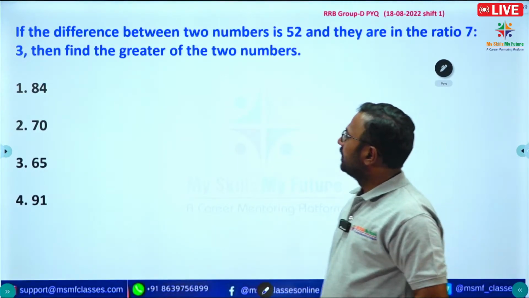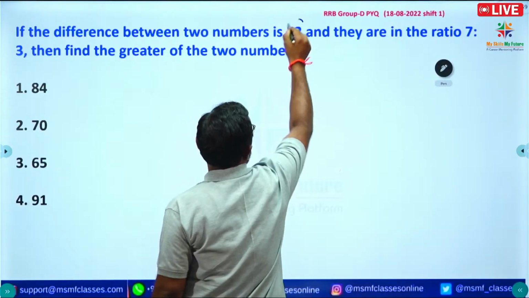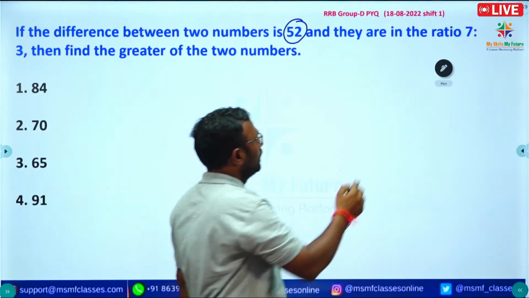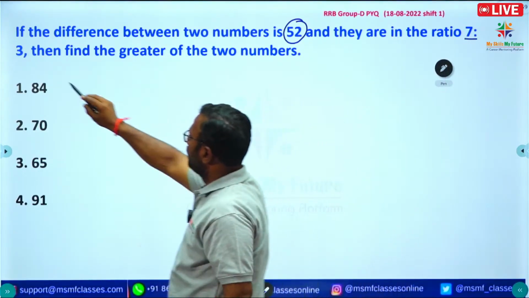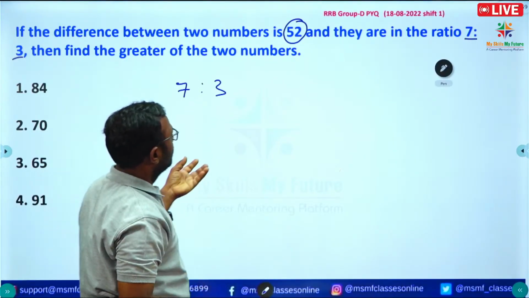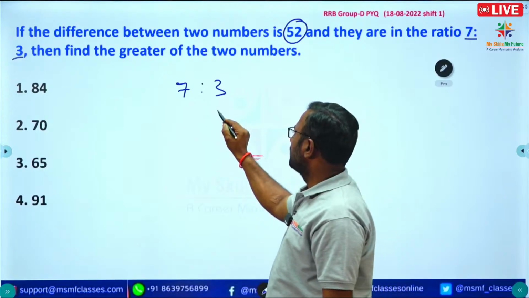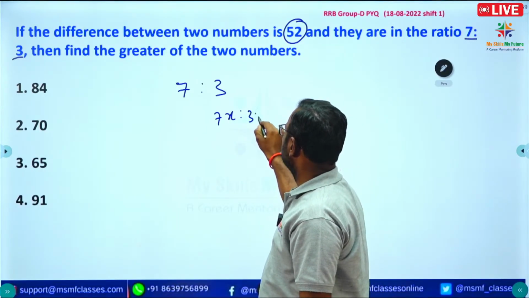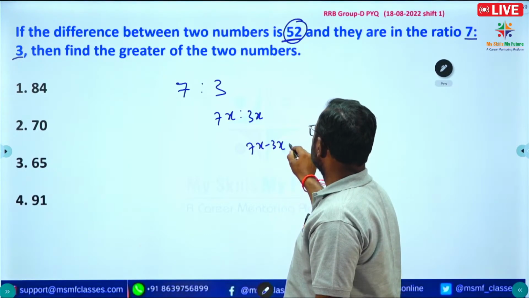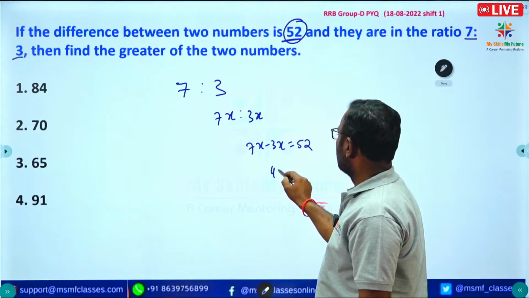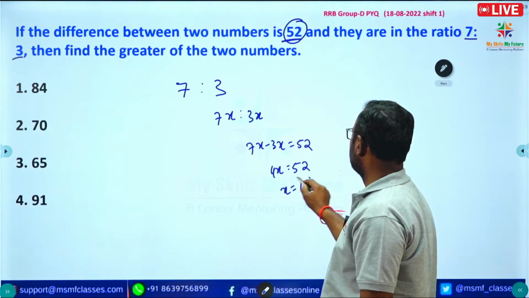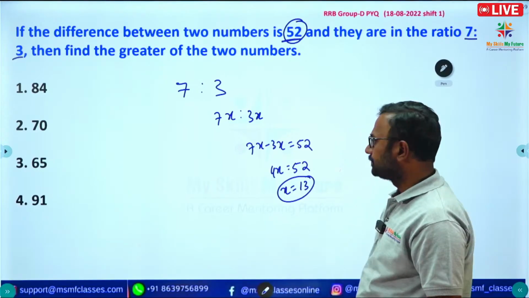If the difference between two numbers is 52 and they are in the ratio 7:3, find the greater of the two numbers. Simply write 7:3 in the form of 7x is to 3x. Here they gave the difference, so 7x minus 3x is equal to 52. 7x minus 3x is 4x, 4x is equal to 52, x is equal to 13.